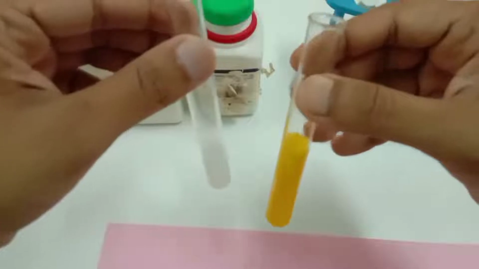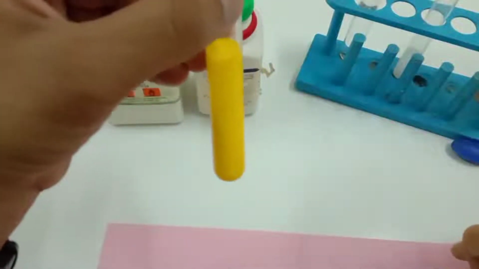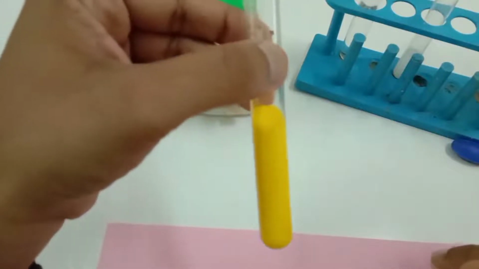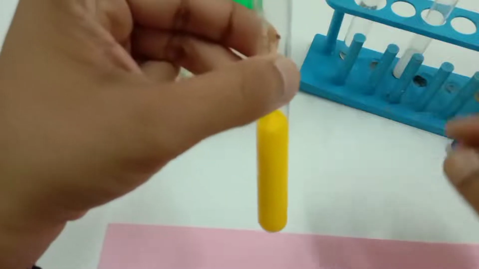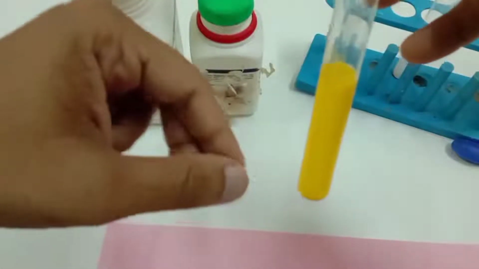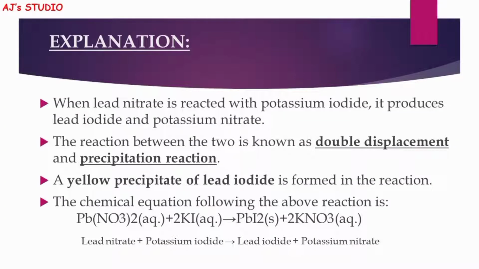Dear children, when lead nitrate solution mixes with potassium iodide solution, a yellow precipitate forms. That is because of the formation of lead iodide. Such a chemical reaction we call a precipitation reaction. Dear children, here not only has the precipitation reaction taken place, even the double displacement reaction has also occurred. Let's learn about the precipitation and double displacement reactions in the next video.